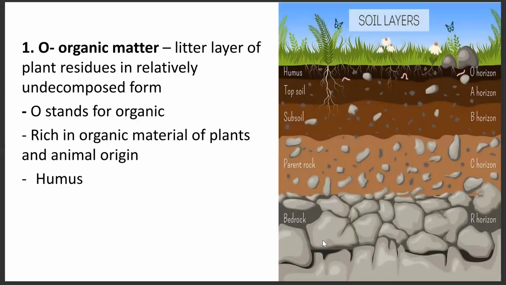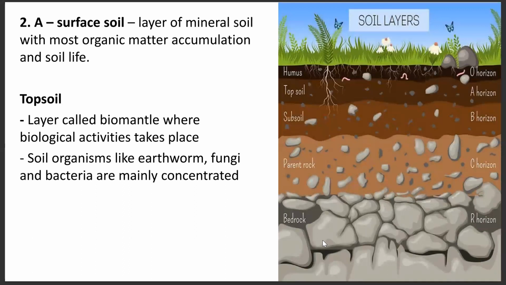The first layer is the O, or organic matter, a layer of plant residues in relatively undecomposed form. O stands for organic, rich in organic material of plant and animal origin, and basically it is composed of humus, which is very good for planting or for use in growing plants.